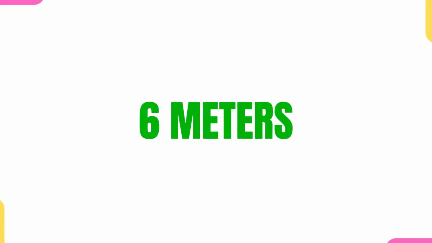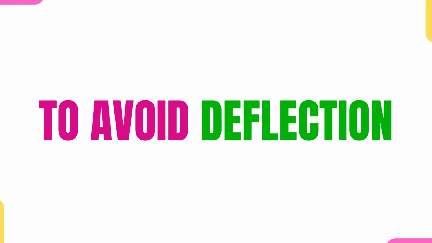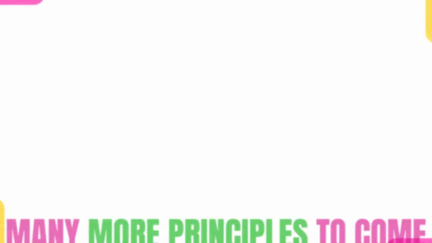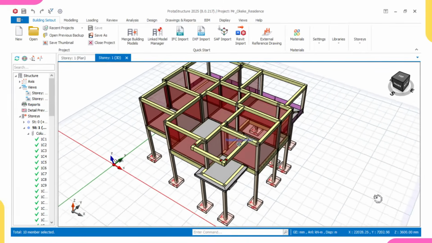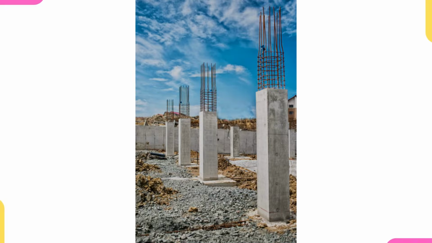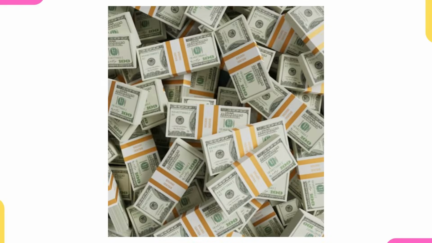For example, limit your column spacing to 6 meters to prevent beam failure, and keep your slab area under 30 square meters to avoid deflection, and many more of these principles to come during the course of this video. I will also show you how to set up your project, define your structural elements, choose the right material for your columns, beams, and slab, and ensure strength, stability, and cost effectiveness.